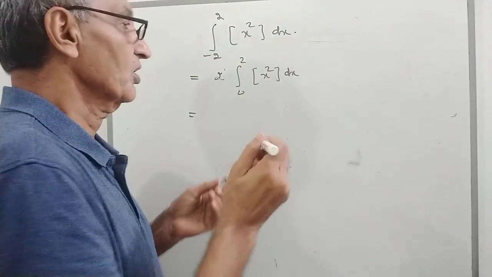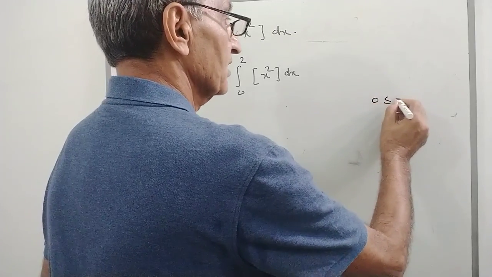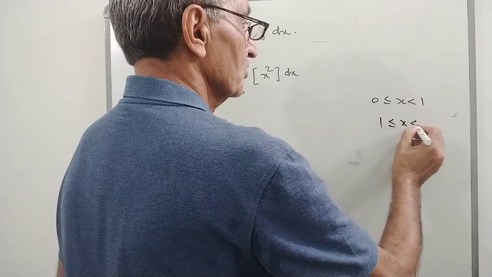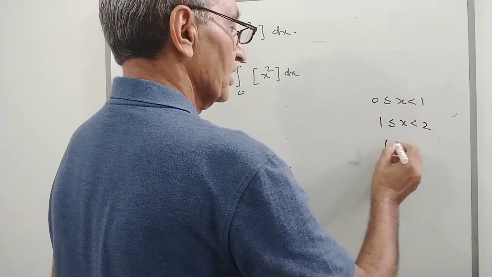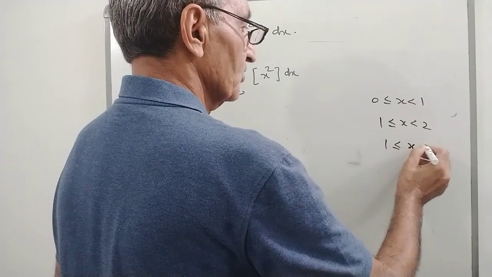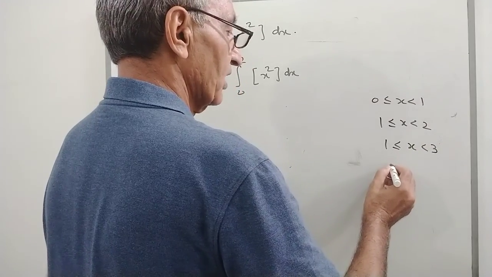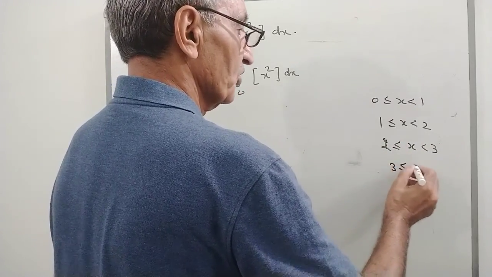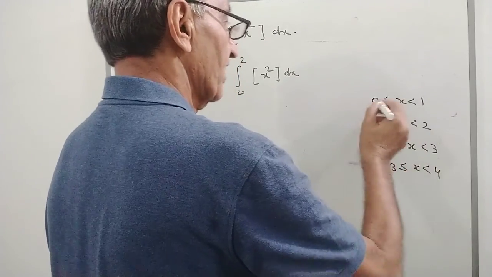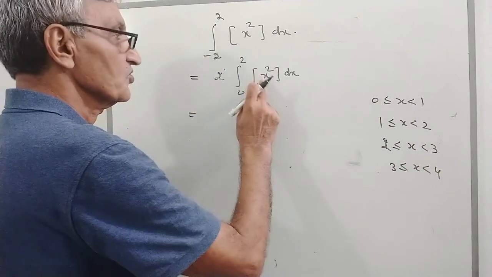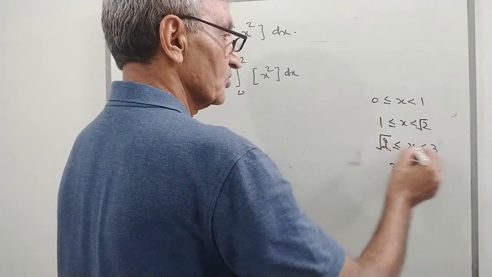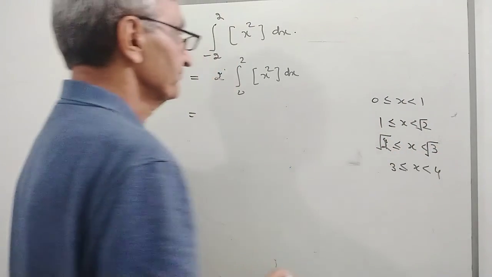So first of all, I'll have x from 0 to 1, then 1 to 2, then here x value between 2 and 3, then 3 to 4 if it is there. Like this I'll find the value. Now since it is square, it is equal to 1, under root 2, under root 2, under root 3.